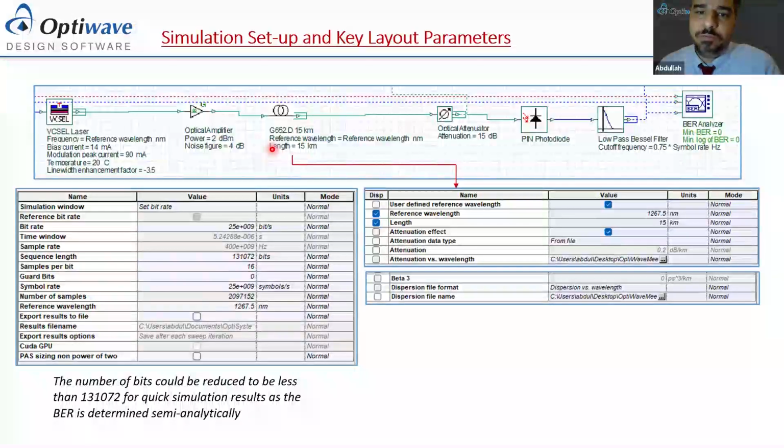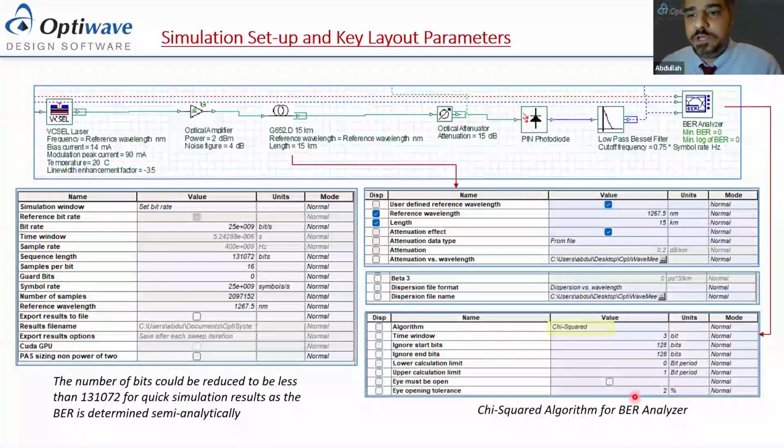For the fiber, we set the reference wavelength to the transmitter wavelength we're interested in. And you can see here, this is the attenuation versus wavelength file that we load in. And there's also a dispersion file name, which is dispersion versus wavelength as well. So that allows us to change the wavelength of the transmitter independent of the fiber. And for the bit error rate analyzer, these are the setups. We can ignore a certain number of bits before and after to try to eliminate some of the transients. And we're using the chi-squared semi-analytical bit error rate measurement method, which, in my experience, provided very adequate comparison with experimental measurements.